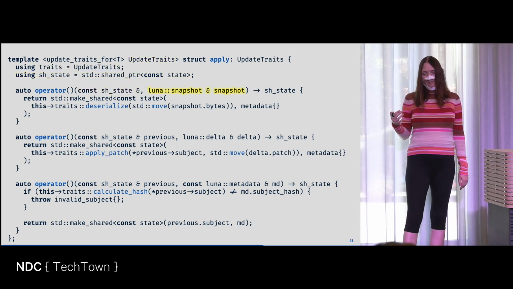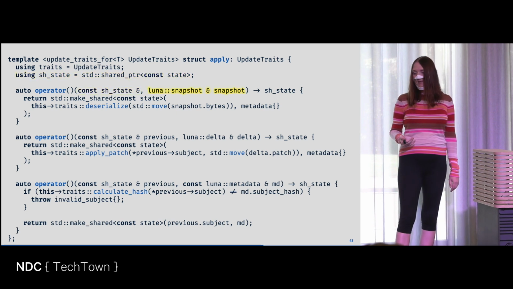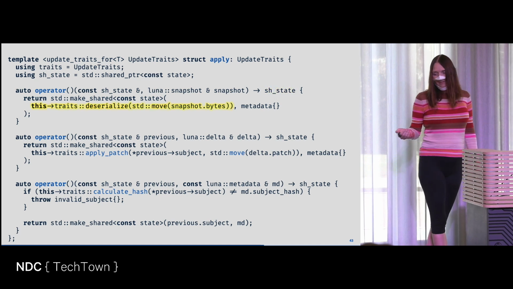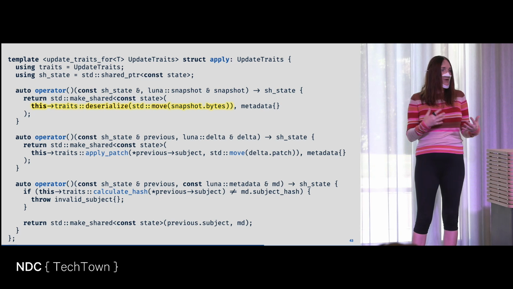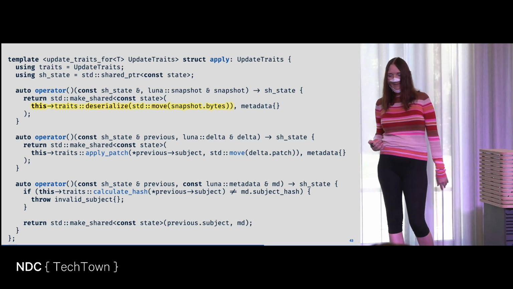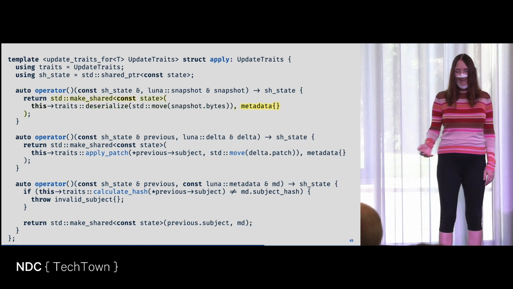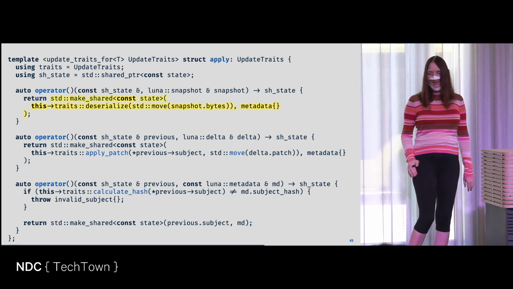And if you get a snapshot, I can actually ignore the previous state. You will get a new state. And it's just easy because you just deserialize the snapshot by your provider function, because I don't know how you serialize your snapshot. And take empty metadata and return the state you are in. This is your new state.